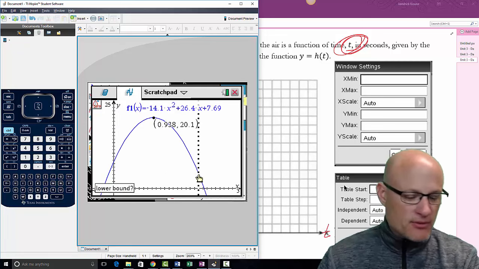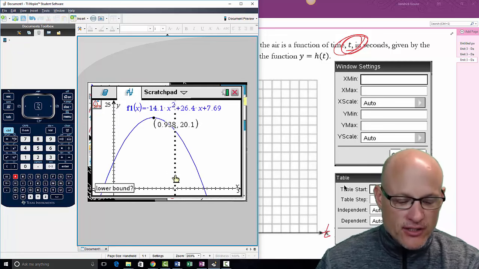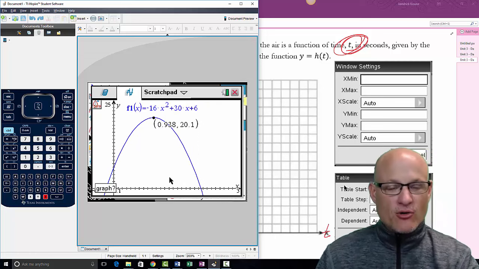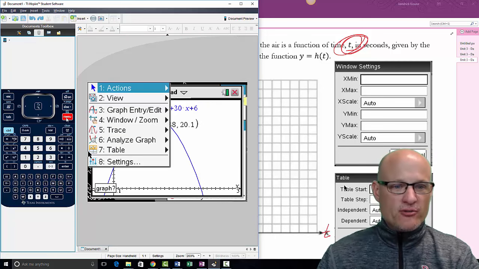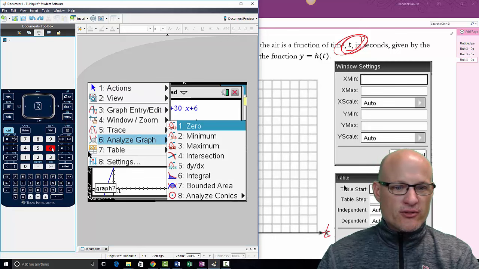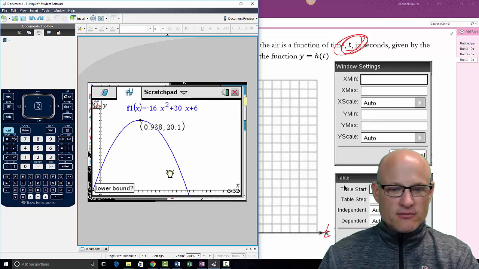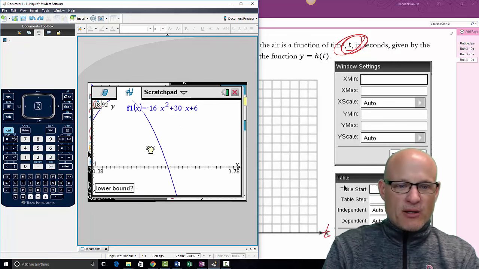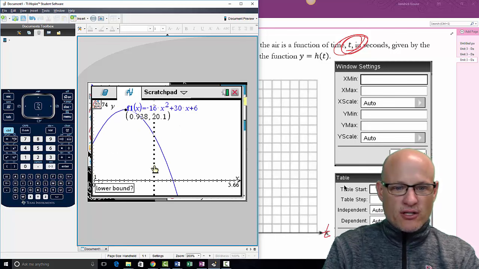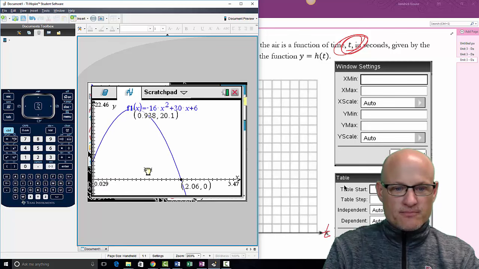Oh, crap. Can I undo that? I hate when my calc... Oh, good. Let me put it back. Menu, 6, and then we're going to go to 0, 1. And let's see if I can click here. It doesn't like when I use my pen for some reason. So click here. Boom, there it is.